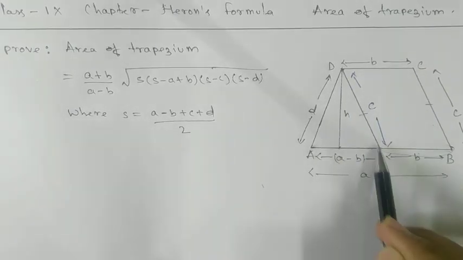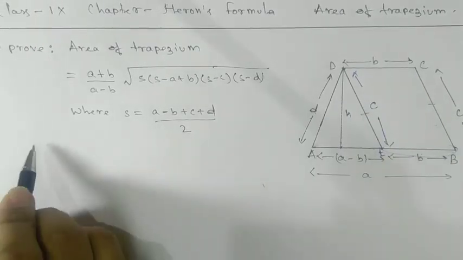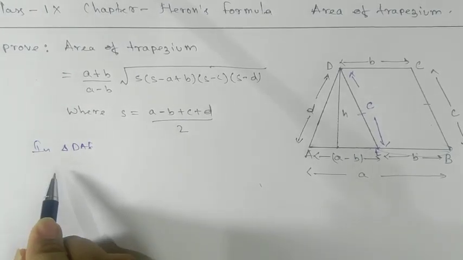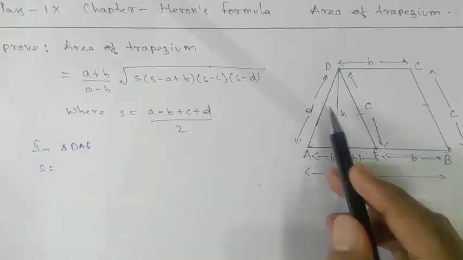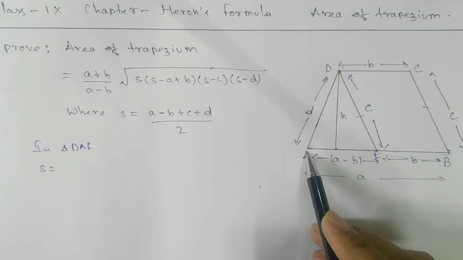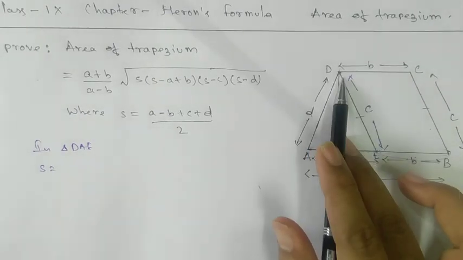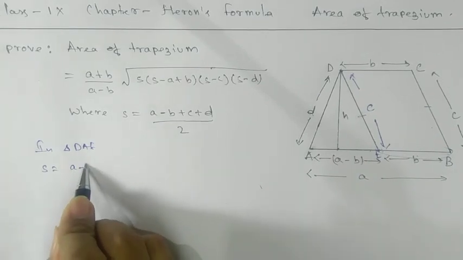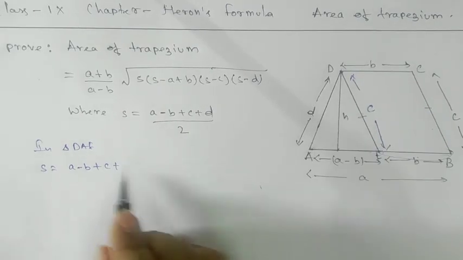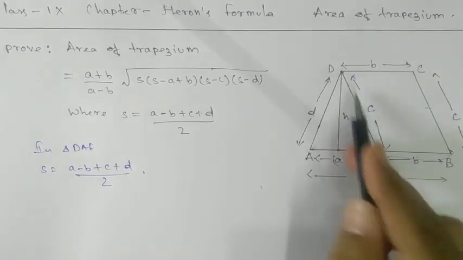So if we go through this triangle DAE, you can find s. s means semi-perimeter. So this is one side, that is DA. This is another side, AE, and ED. So we'll add here a minus b plus c plus d by 2. This is your s for this triangle.